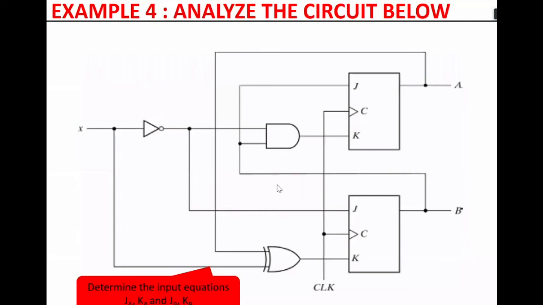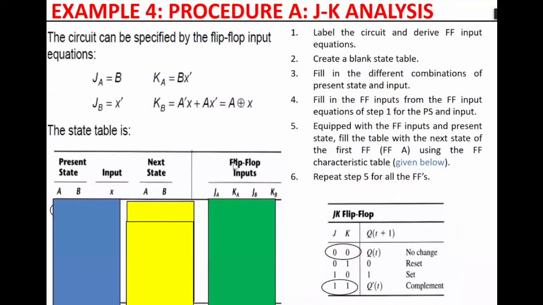So you should have gotten that. It's very straightforward. So you've got JA equals B. KA equals B complement. JB equals X complement. KB equals A exclusive or X. You should have gotten those.